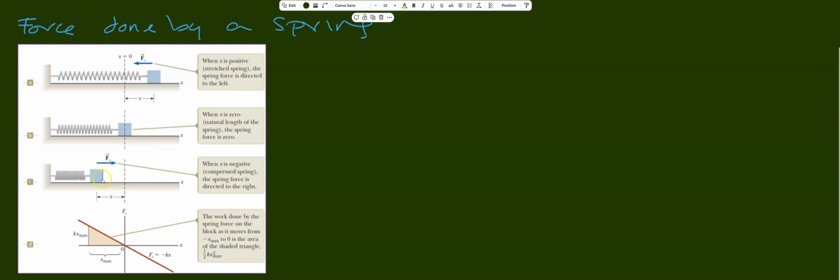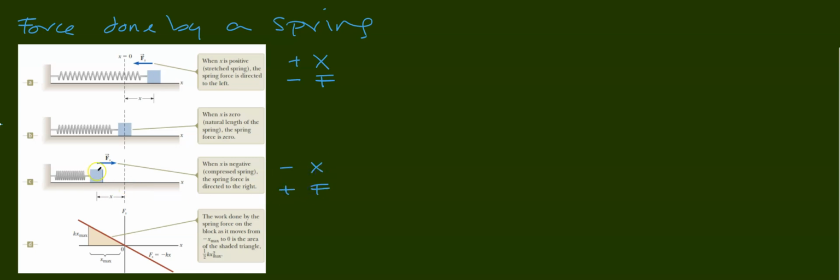On the other end, if somehow the block makes it to the left of the equilibrium, then the spring tries to restore its position by pushing to the right. So what we see is positive position, negative force. Here we see negative position, positive force, because it's pointing to the right. If we plot this, we notice that as we move to negative x, the forces are positive, and if we move to positive x, the forces are negative.